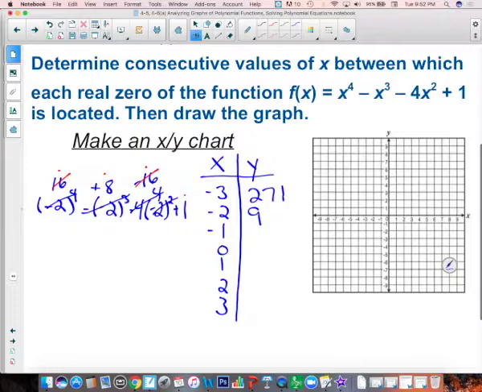Okay, so take some time to fill out the rest of your XY chart. It might take you a couple minutes. See if you can fill out the rest of the XY chart and get your graph.